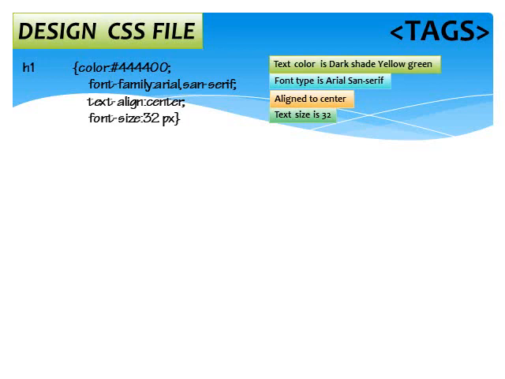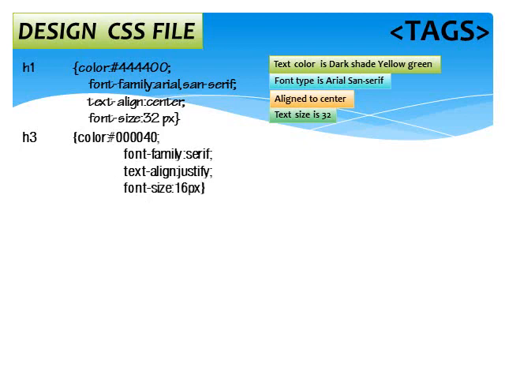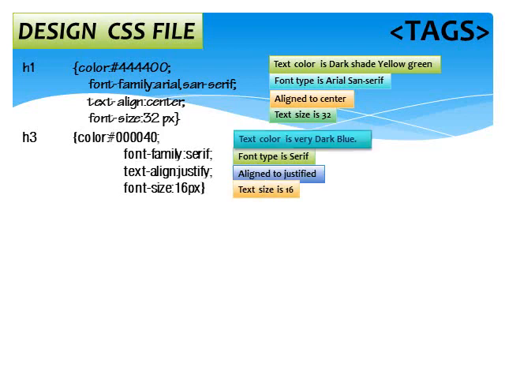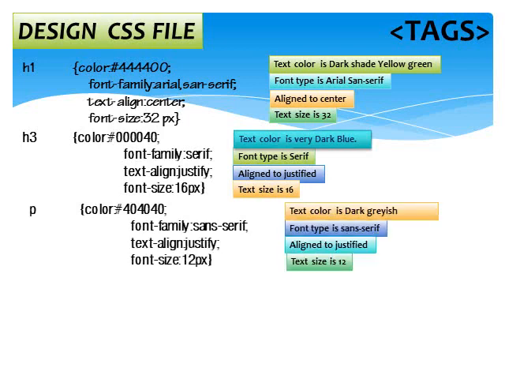Next, define another tag of CSS. H3. Open curly bracket color colon hashtag 000040 semicolon. Font family colon serif semicolon. Text align colon justified semicolon. Font size colon 16 pixel close curly bracket. The tag defined as H3 is for any text in serif font style, size of 16, aligned justify, with color of very dark blue. Next, I am going to define another tag, called P.